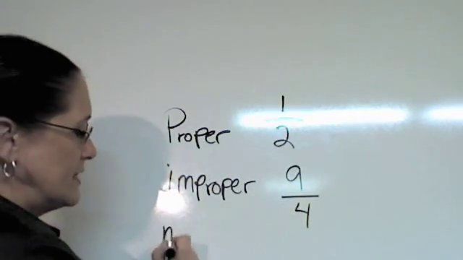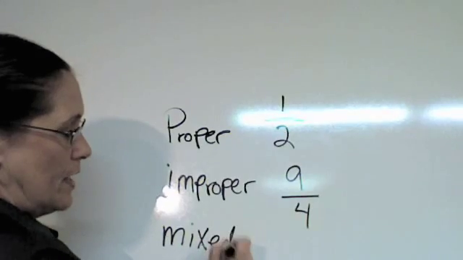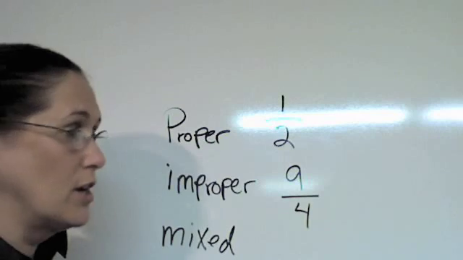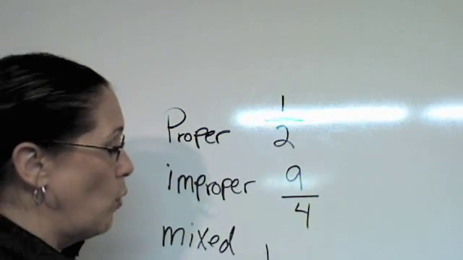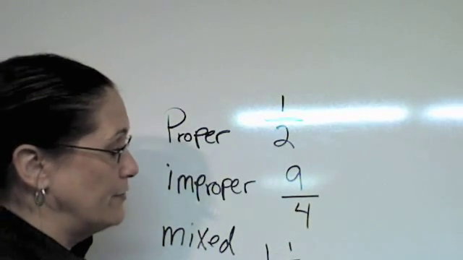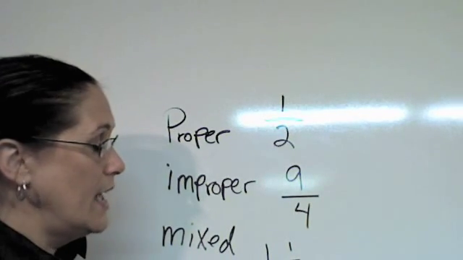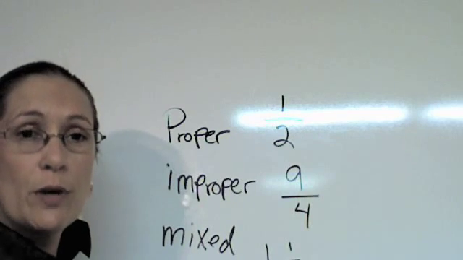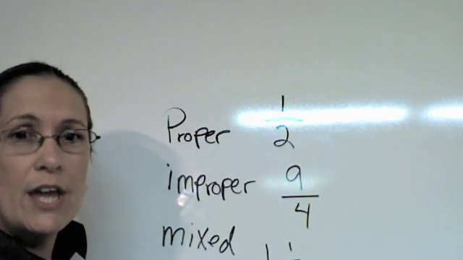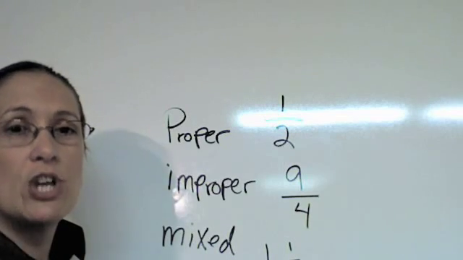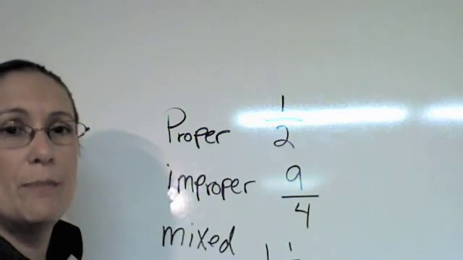Then there are mixed numbers, and that means we have whole numbers accompanied with a fraction. For instance, I could have 1 and 1/2. That is a mixed number. Hopefully you remember from arithmetic how we change a mixed number into an improper fraction and how we change an improper fraction into a mixed number.